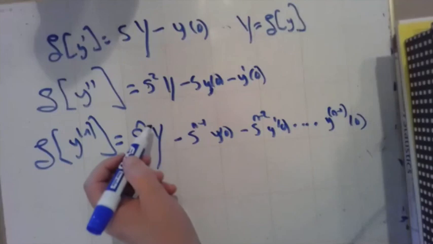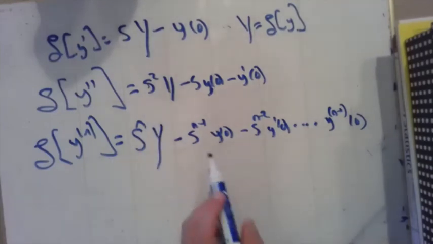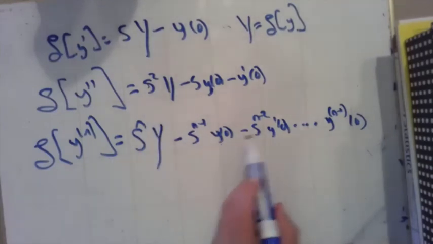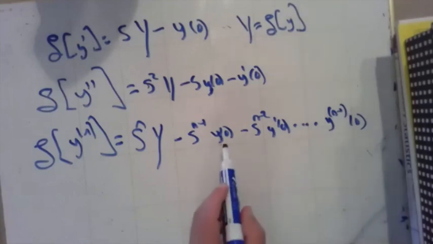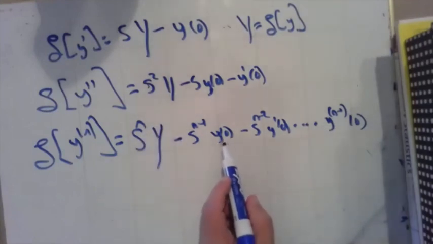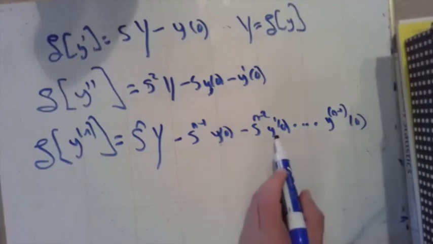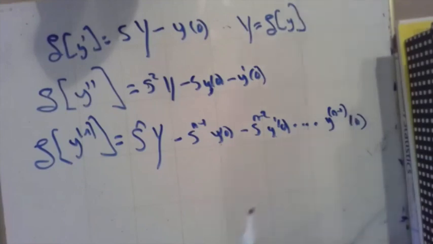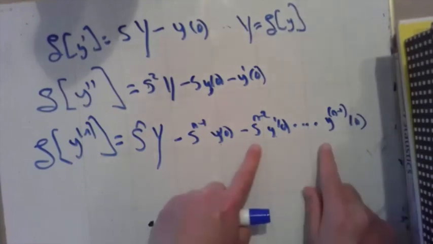So the powers of s go down, the initial conditions go up, starting with capital Y, then the initial condition of the original function, the initial condition of the first derivative, second derivative, and so forth. As the s's go down, the derivative order goes up.